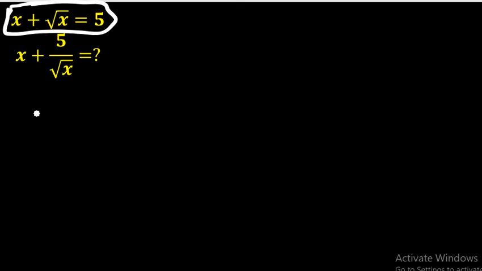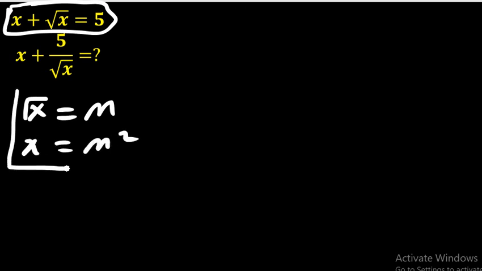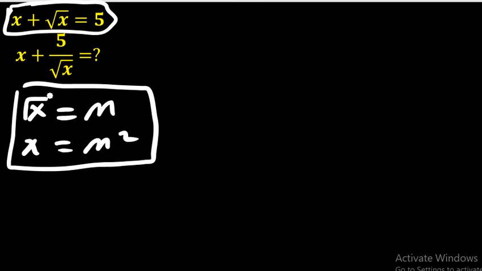The other way of solving: let us say radical x is equal to any variable, you can say it m. Then if you square both sides, x will be m squared. Let us substitute this in the first equation. So in place of x, let us insert m squared plus just m, then bring the 5 to the left side, is equal to 0.